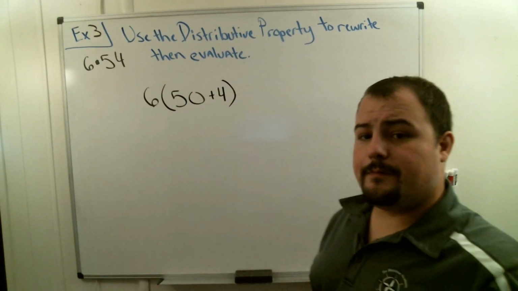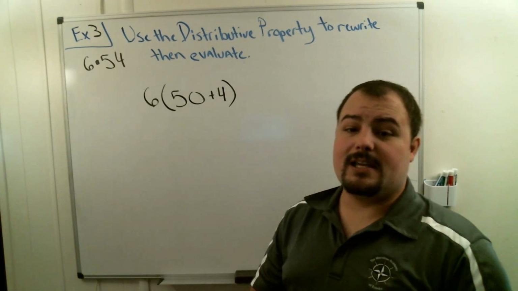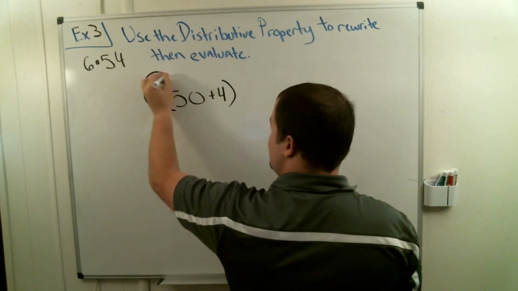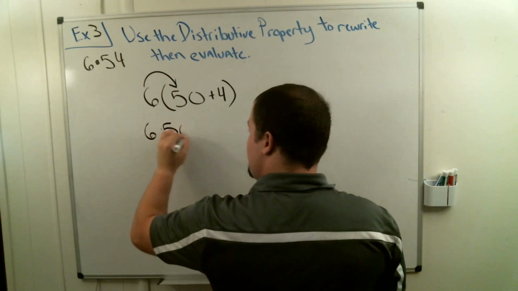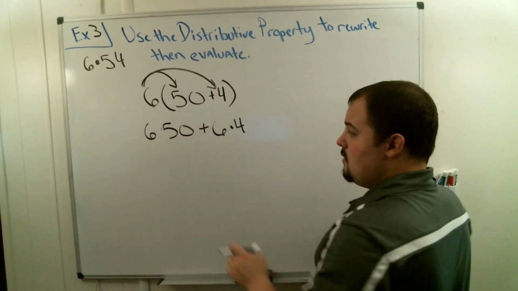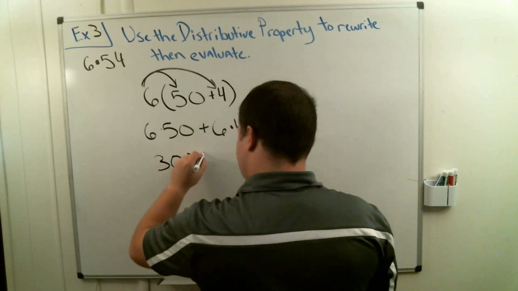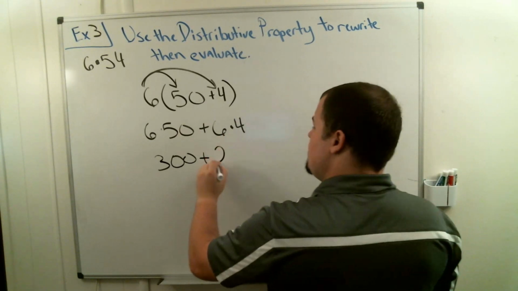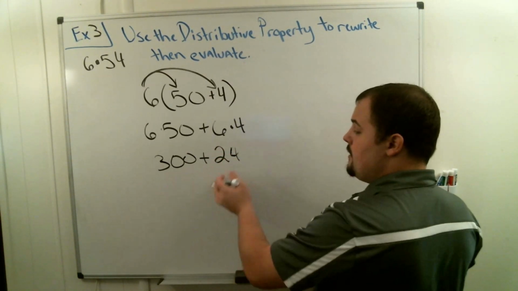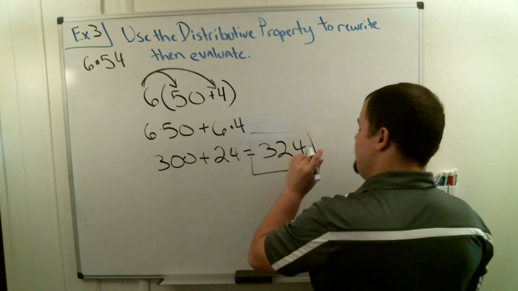So what we did was we broke 54 down into its tens and its ones. 50 plus 4 is still 54, but we're going to make it a lot easier to actually multiply by taking this number that's on the outside, making it go to each one on the inside. So I have 6 times 50, plus I have 6 times 4. Well, 6 times 5 is 30, and since 50 has the extra 0, that means this is 300. Plus 6 times 4 is 24. So in this problem, what I really have is 300 plus 24, which equals 324.